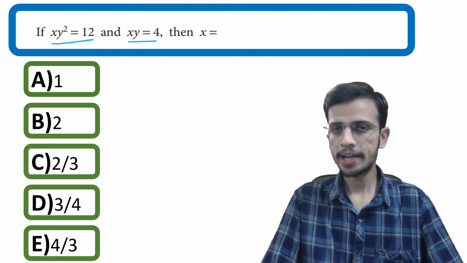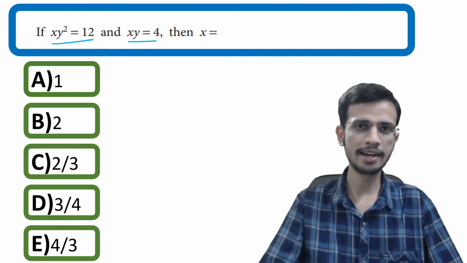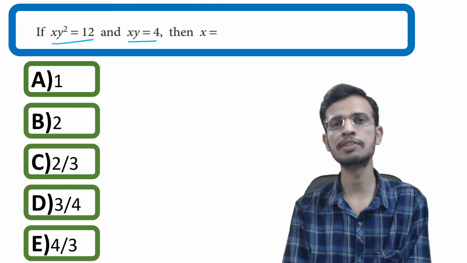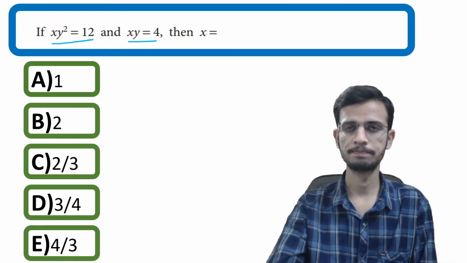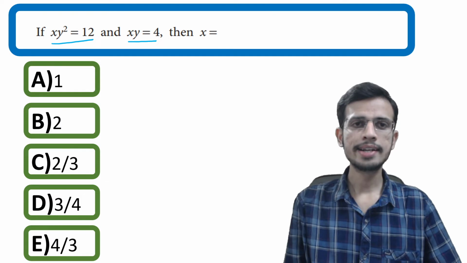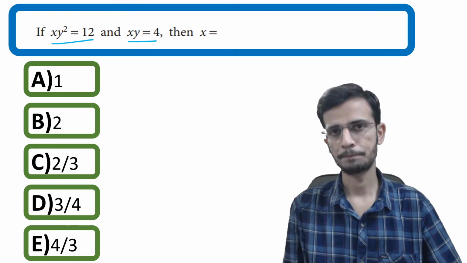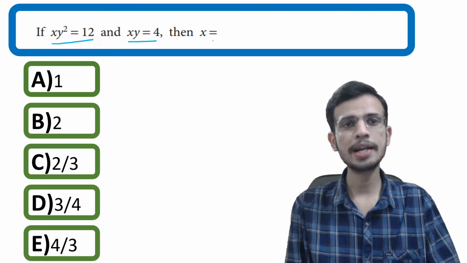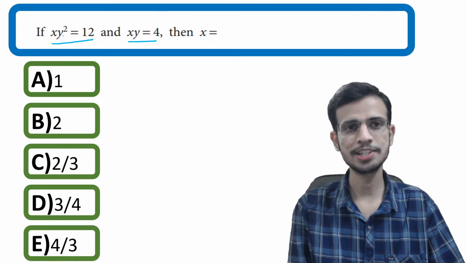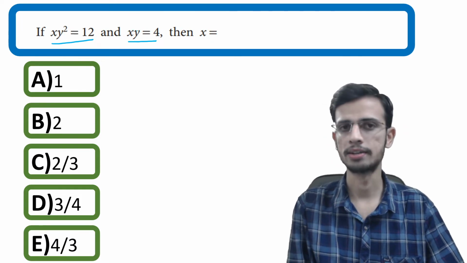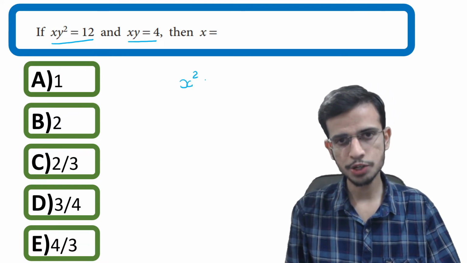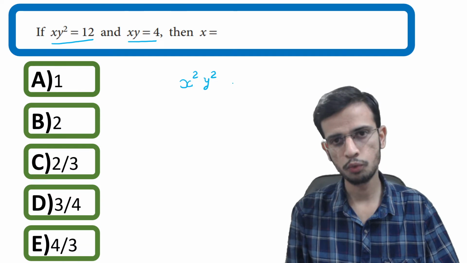I will give you one tip that will save you some seconds. If you want to find the value of x, then find the value of x without finding the value of y. If possible, directly find the required value. So in order to get the value of x, we have to eliminate y. Here it is y square and here it is y. So we can simply take the square of the second equation. We'll get x square into y square equals 16.